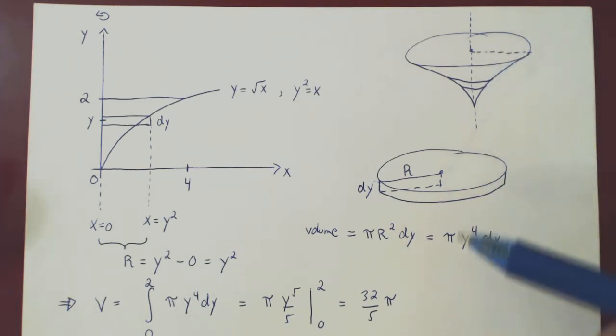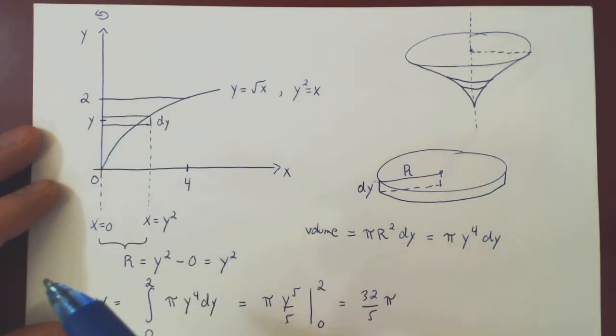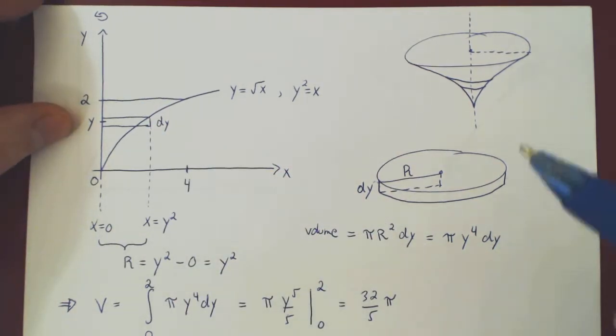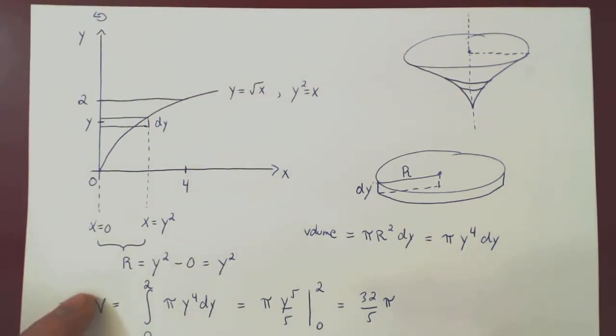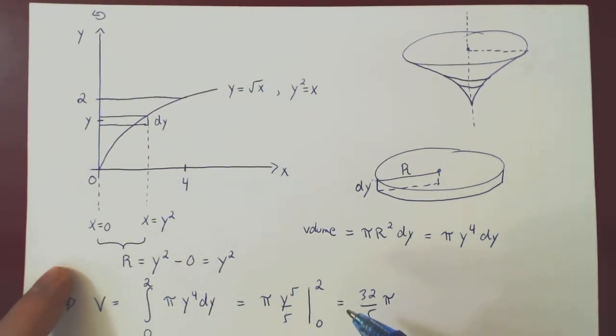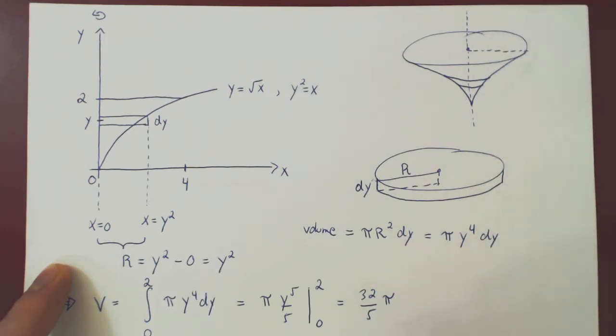We want to solve now the same problem, but instead of using a set of horizontal rectangles, we want to use a set of vertical rectangles. And we'll see how different the solution will be in this case. But hopefully, if we're not making any kind of mistake, we should arrive at 32 over 5 pi, as we are finding the volume of the exact same solid using a different method.